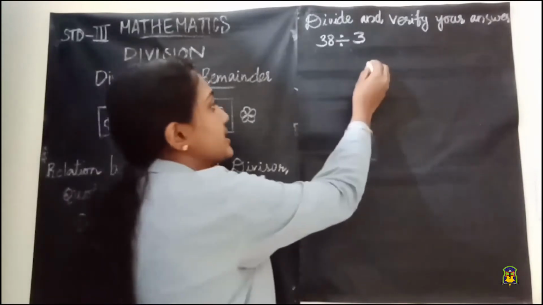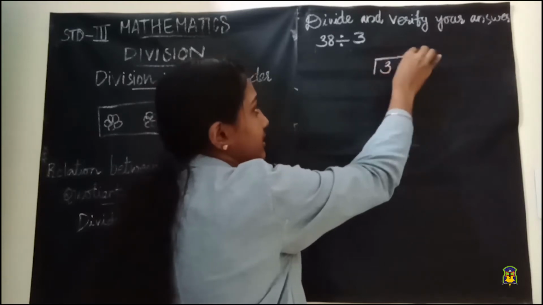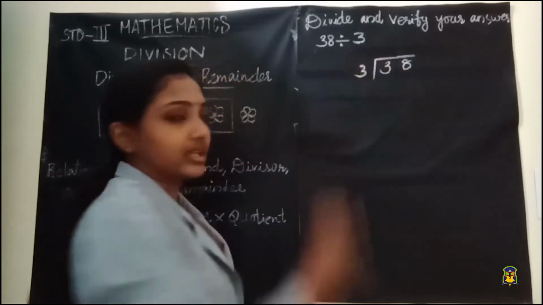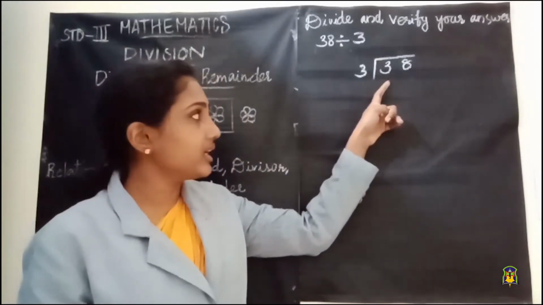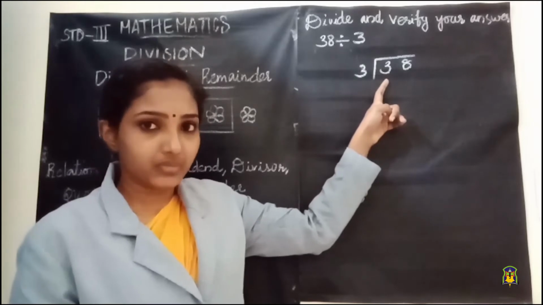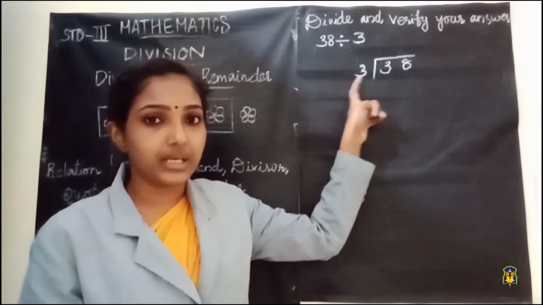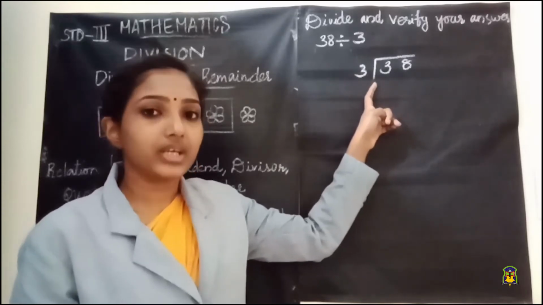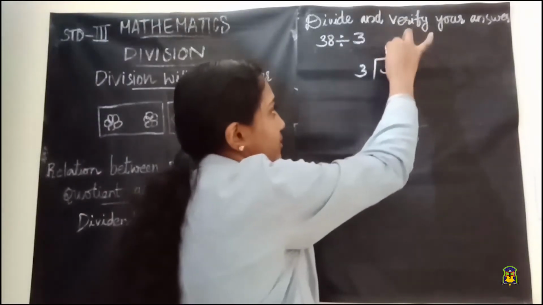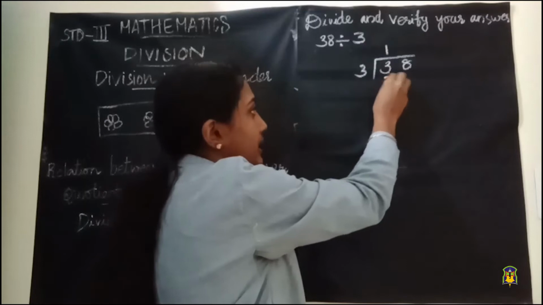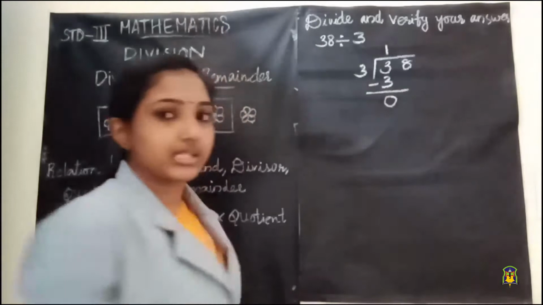So it is 38 divided by 3. First we will take our first digit, it is 3 here. On dividing 3 by 3, we look in the table of 3: how many times 3 means 3? 3 into 1 is equal to 3, right? So we can write that 1 in the quotient place. 3 into 1 is equal to 3, and on subtracting, 3 minus 3 is 0.